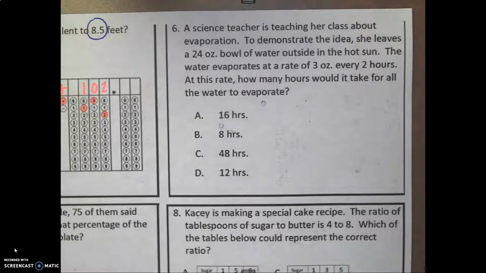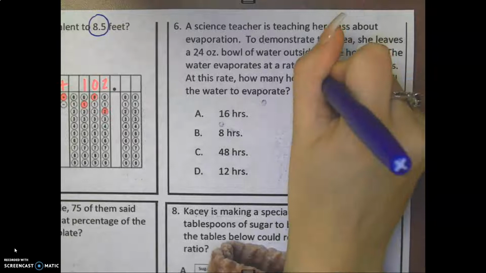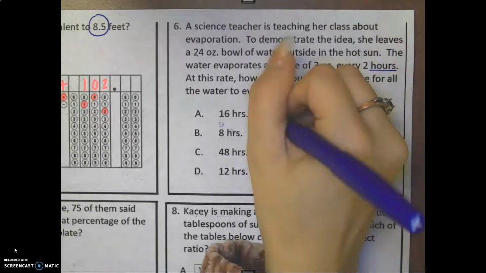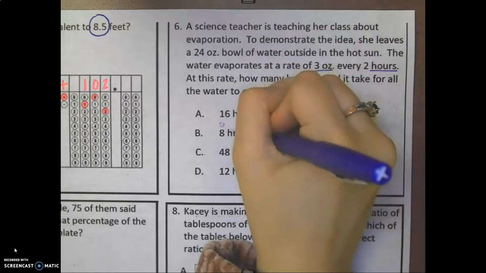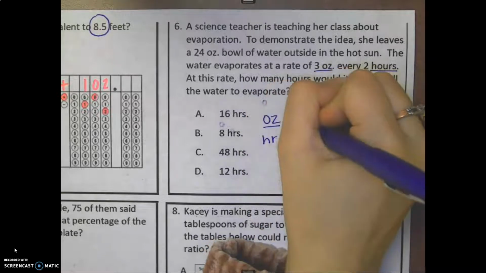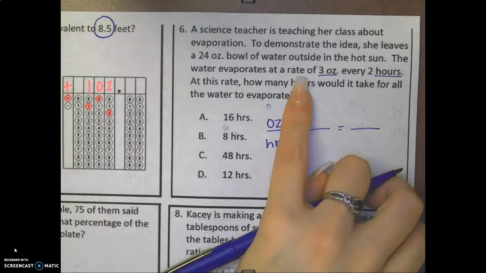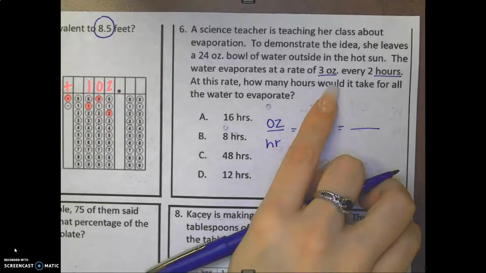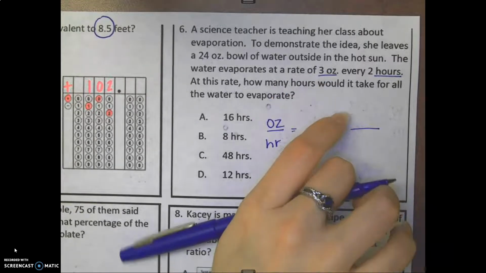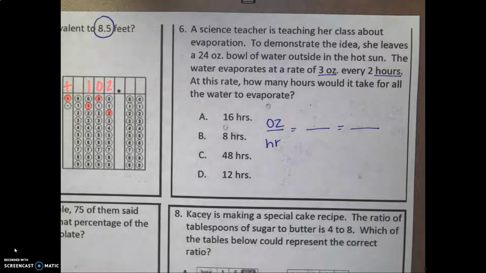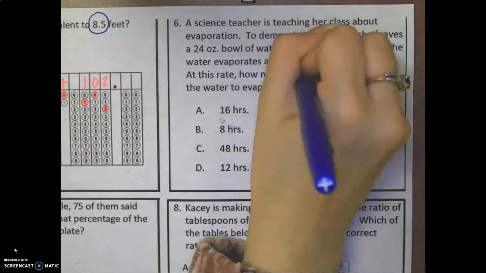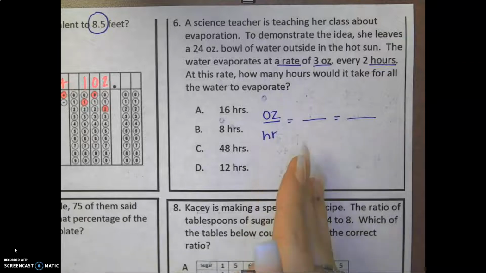So first thing, do they give us a percent, or are we looking for a percent? Nope. So we have ounces and we have hours. So we do not need a 100. Ounces over hour. And then we're going to start with the rate, or the information they gave us. So notice how this one has our rate or our info in the middle, not at the beginning like the others. So always look for rate, ratios, that goes in the middle.